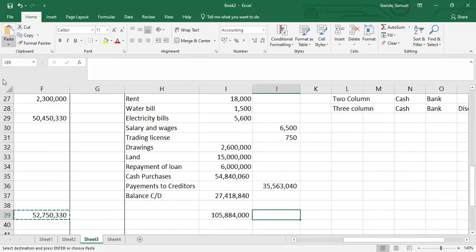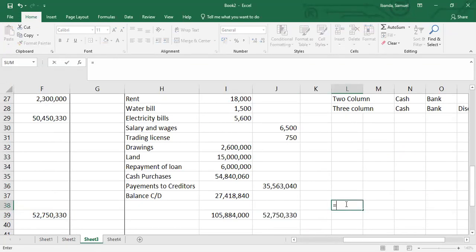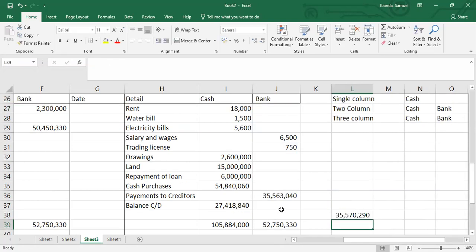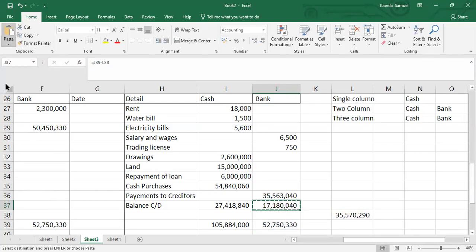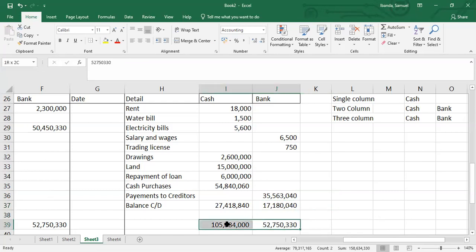But then it means that I have to determine a balance carried down. So let me just total up these values. This is 35. So my carried down is 52 minus the 35 to get me 17 million. Okay. So that is what I have. So I have 17 million. So those are my balances basically.